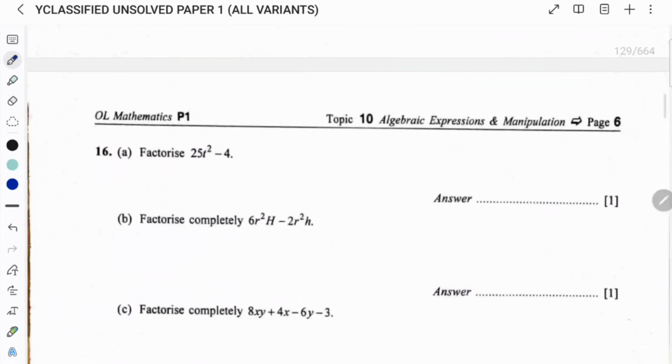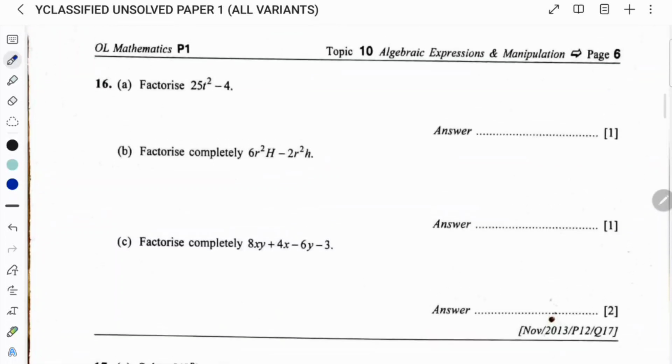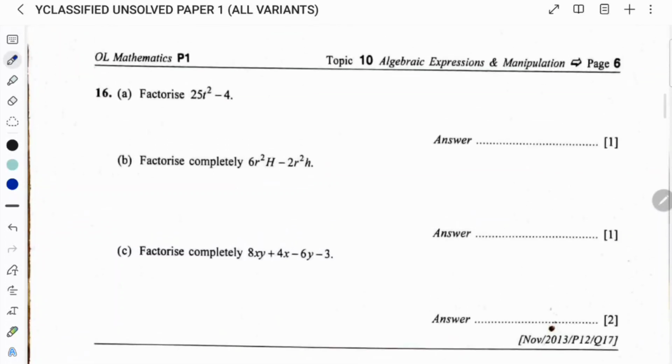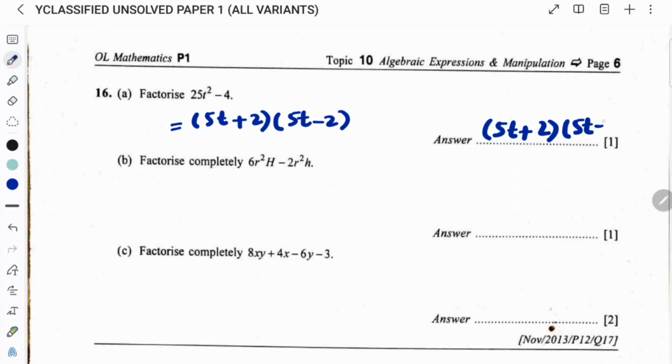Come to the next question, question number 16. Almost all the questions are the same. So in question number 16, 25t squared minus 4 is 5t plus 2, 5t minus 2. I've done so many questions, so that's why I'm doing it directly, and it is also a 1 mark question, so it's enough. 5t minus 2.